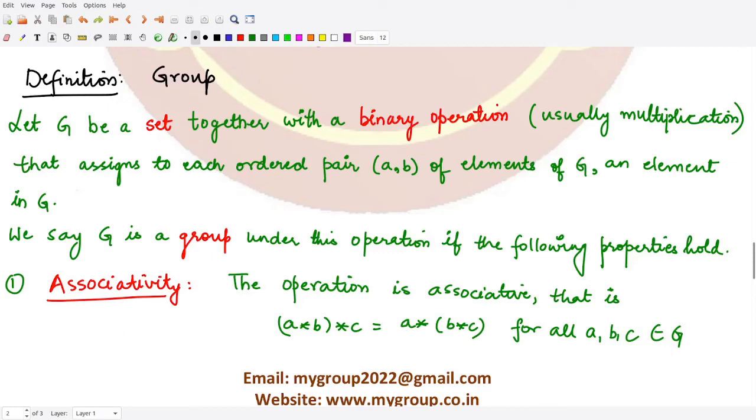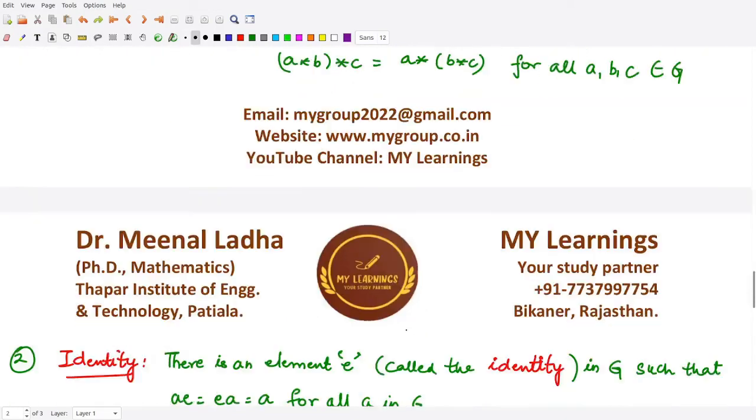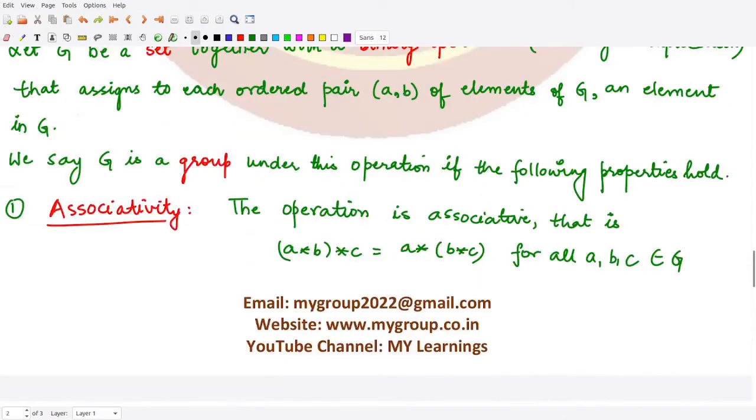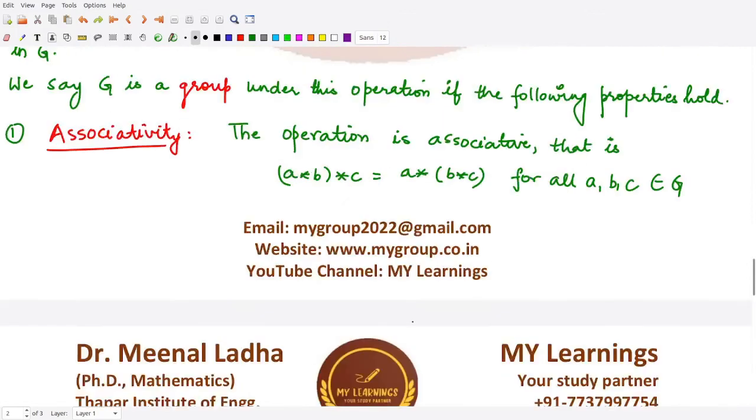So what does it do? We want to check whether the given binary operation is associative or not. We take three elements from the set, and we check whether we get the same answer when we apply A star B first and then star with C, or when we perform B star C first and then perform A star with that result. Whether they are equal to each other or not. This is the property of associativity.